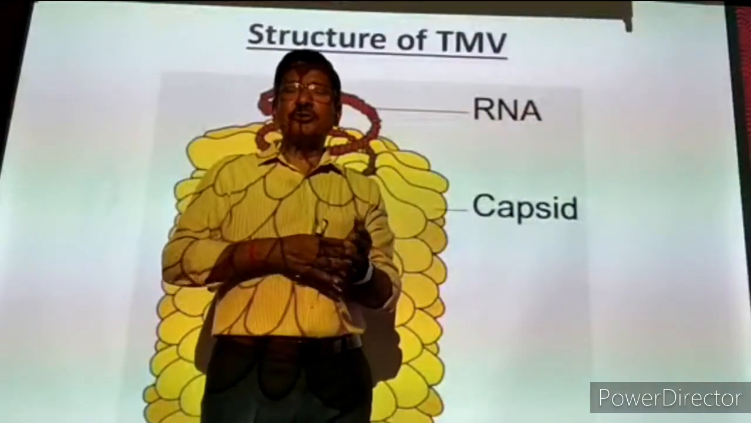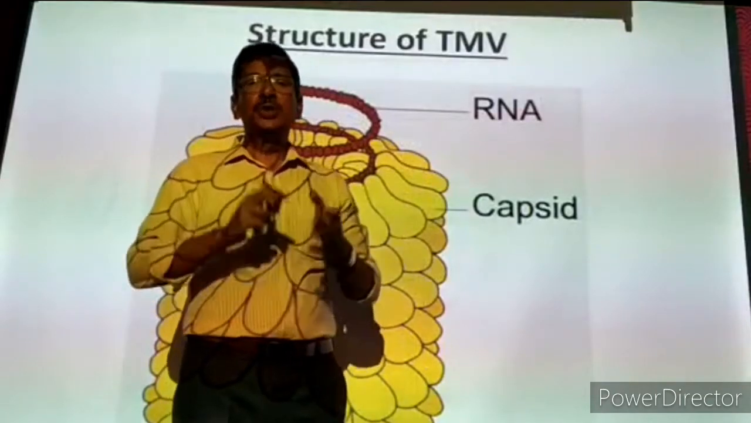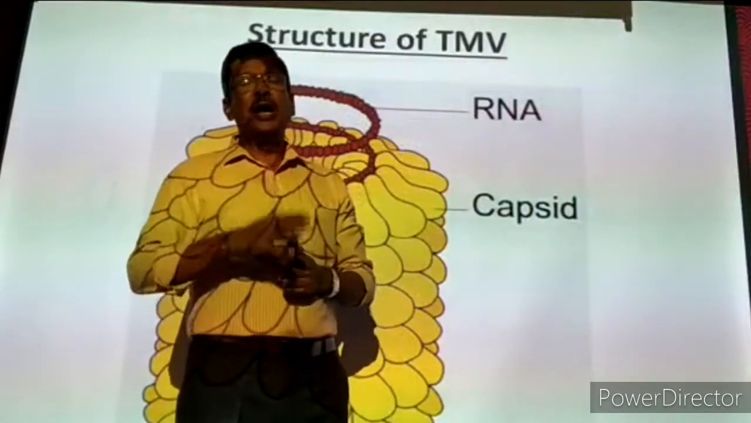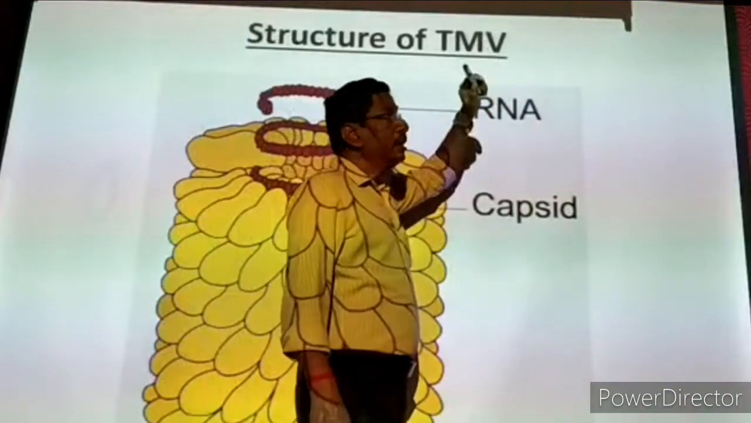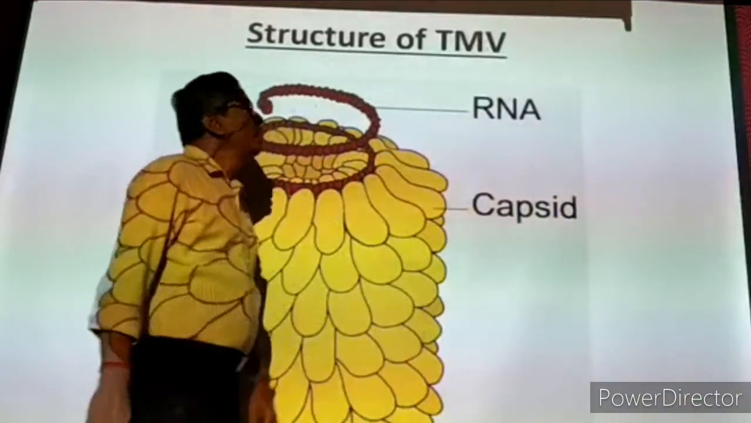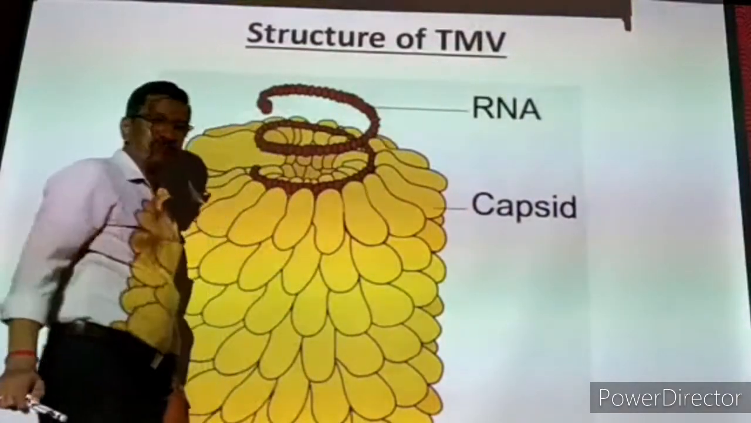As a result, the leaf cannot prepare any food by photosynthesis, so the plant cannot get sufficient food. At the end, the plant will die. That is actually the tobacco mosaic virus. Now, what is the structure of the tobacco mosaic virus that we have to study?